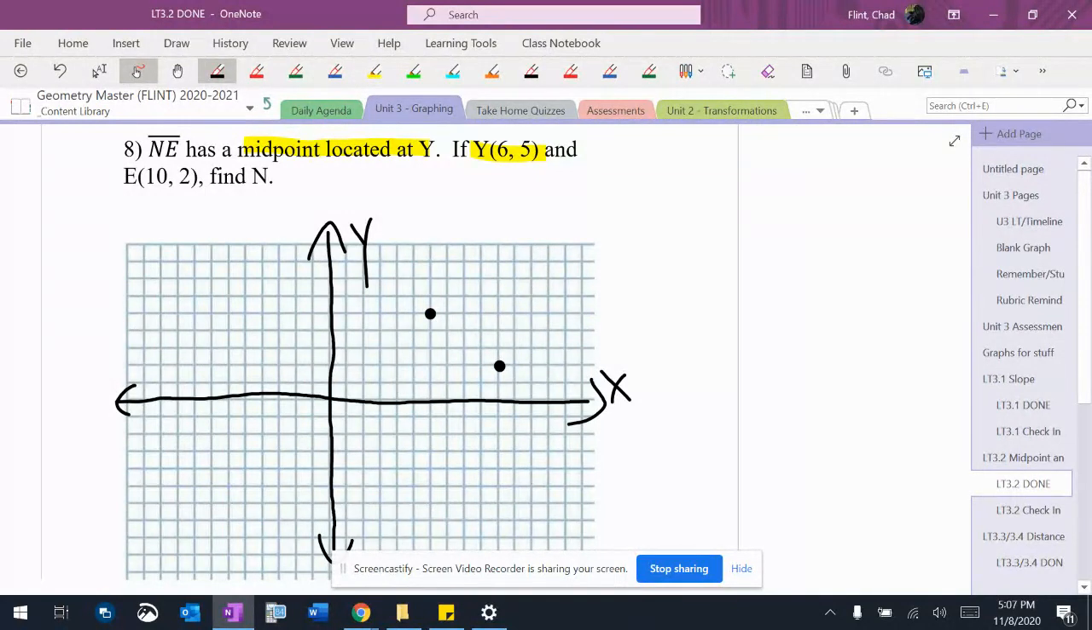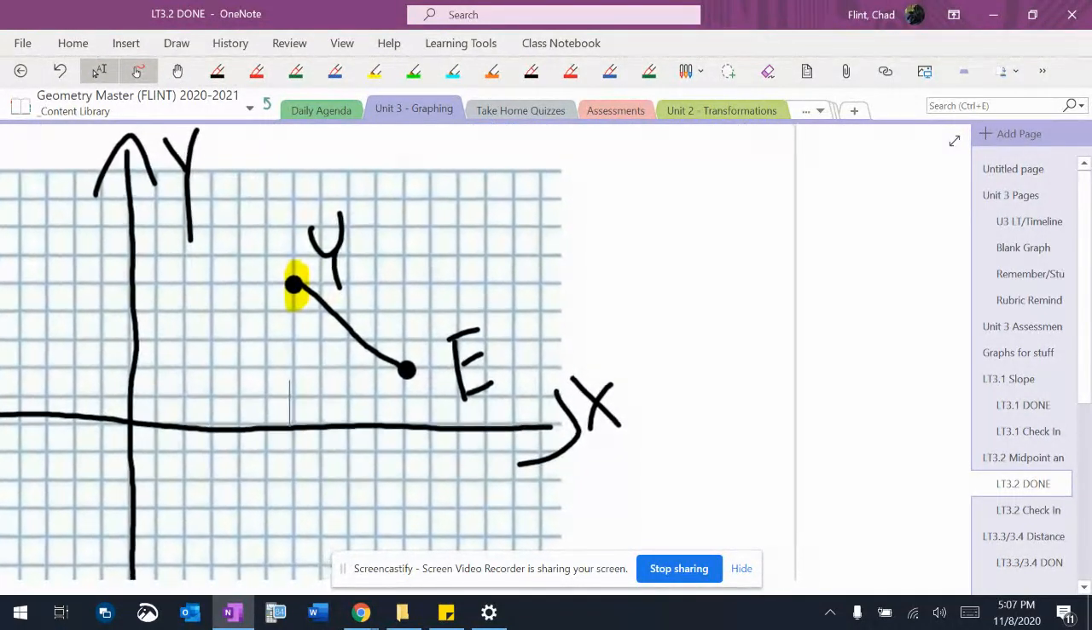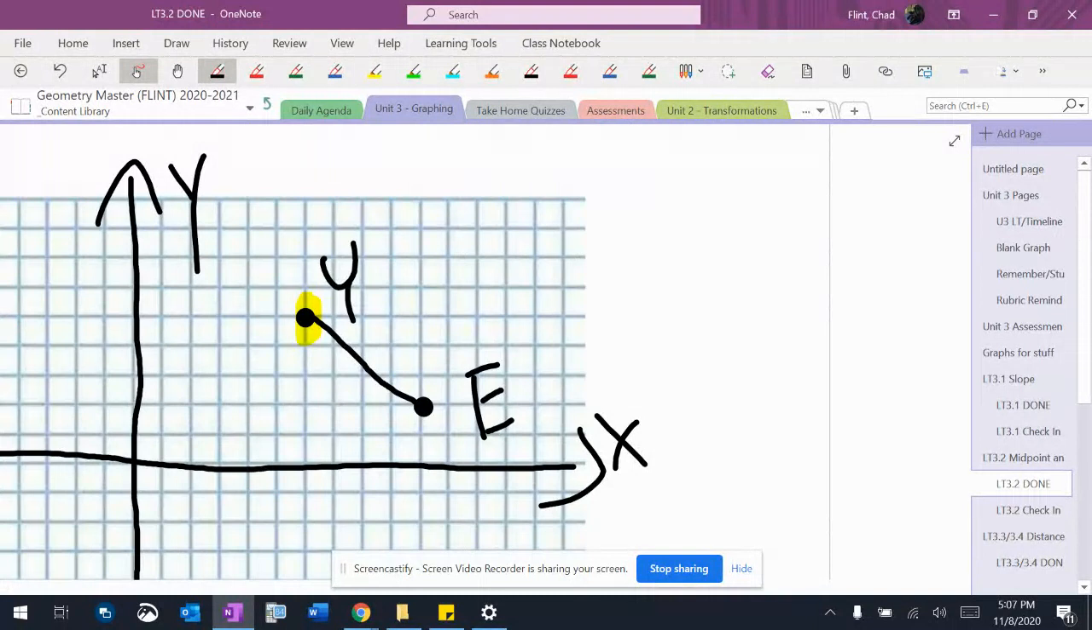Let's see. This is Y. This is Y. This is E. That's the middle. So I'm going this direction and that direction. 1, 2, 3, 4. 1, 2, 3. It's left 4, so I'm going negative 4.